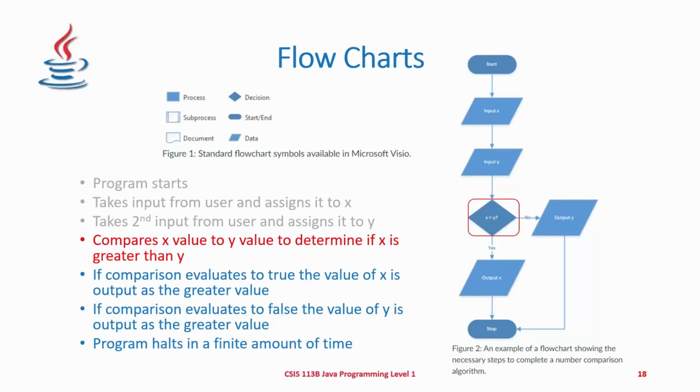Then our program takes those two values input by the user and compares them one to the other. In this particular case, we're looking to see: is x greater than y? That's the comparison being made here. If that comparison evaluates to true, then the value of x will be output to the screen, to a printed piece of paper, whatever the output device happens to be. The output will identify that x is the greater value. That's if the comparison is true, or yes, as you see in the flowchart. If the comparison is false, or no, then y will be output as the greater value. And then the program finally halts in a finite manner, and that's the end of the program.